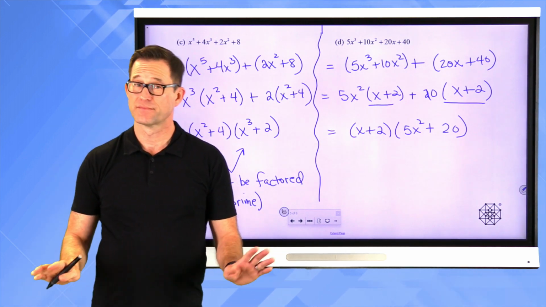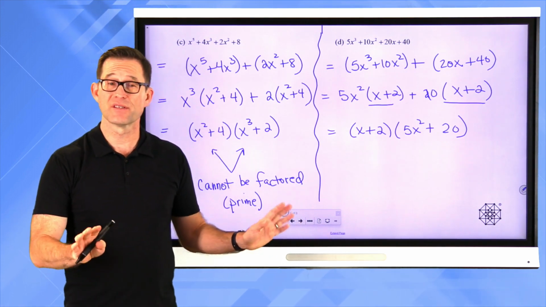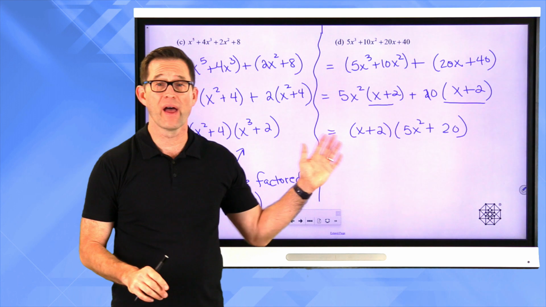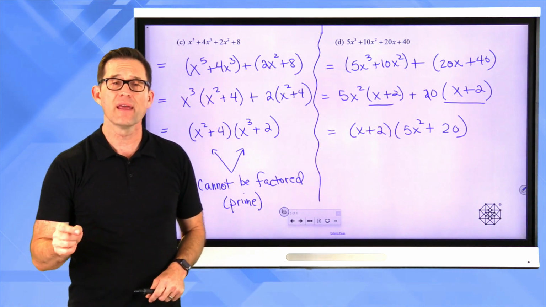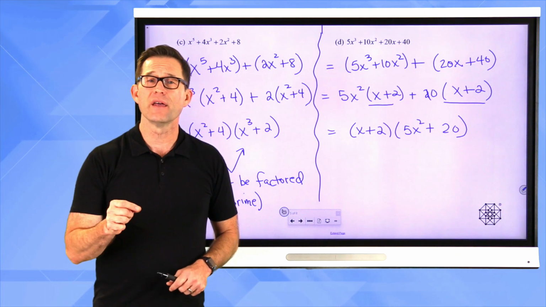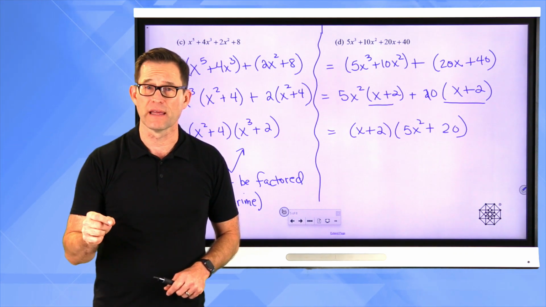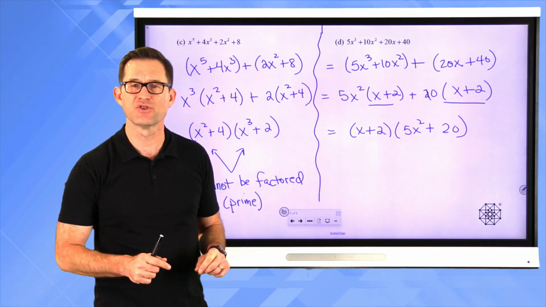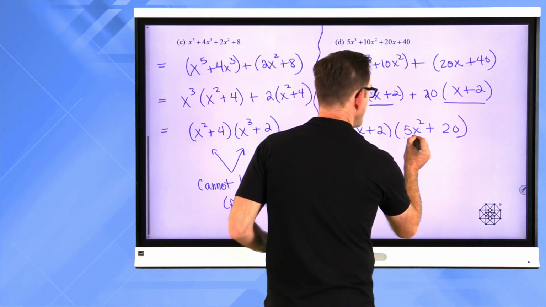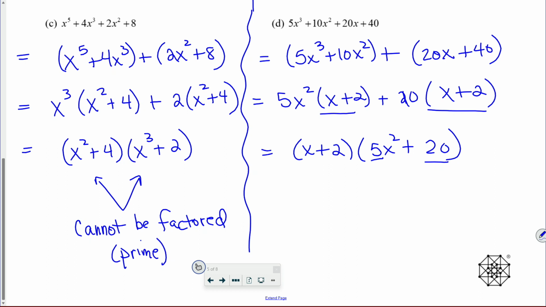Now, it's tempting to think, oh, we're done, because x plus 2, that's good, 5x squared plus 20 is good. And yet, remember, they said to factor completely. And the 5x squared plus 20 actually still has a GCF, right? Because both the 5 and the 20 are divisible by 5, we can rewrite this as x plus 2 times 5 times x squared plus 4.